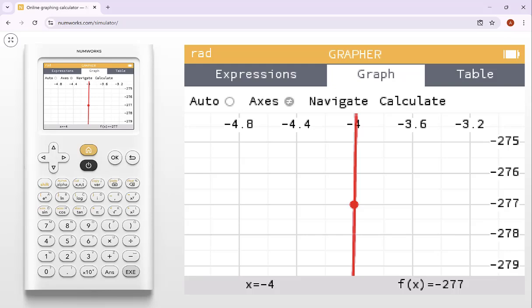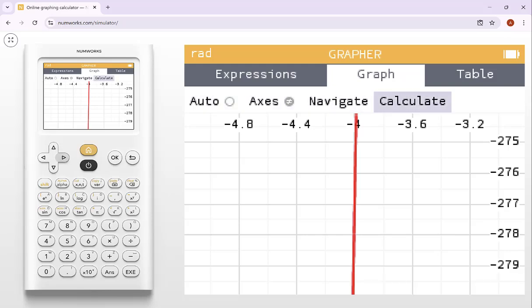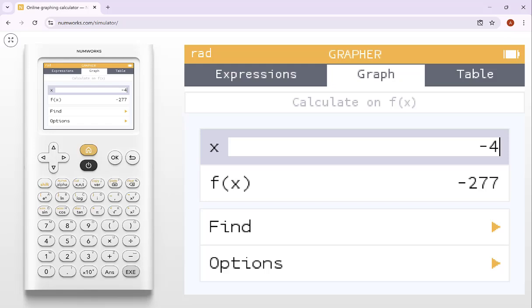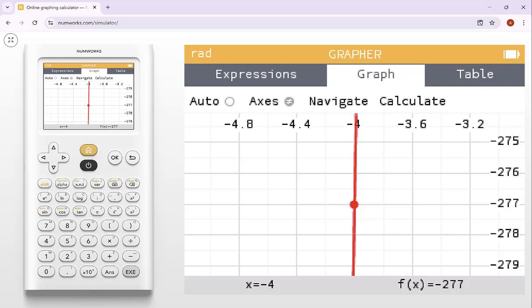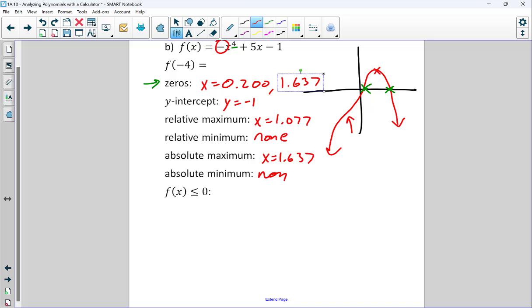Keep in mind, if that wasn't working and you couldn't figure it out, go to calculate, go to x equals, type negative 4, don't type it a second time, and then that will spit out the y value of negative 277.